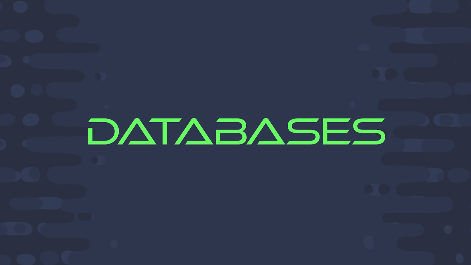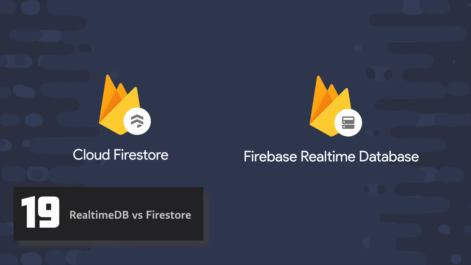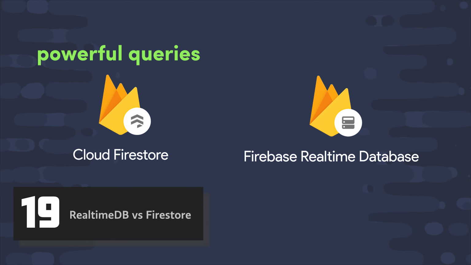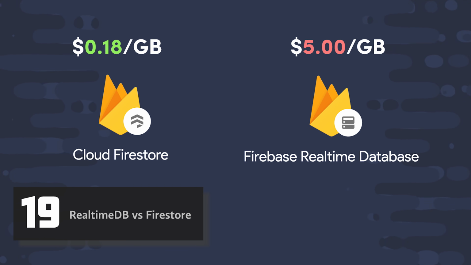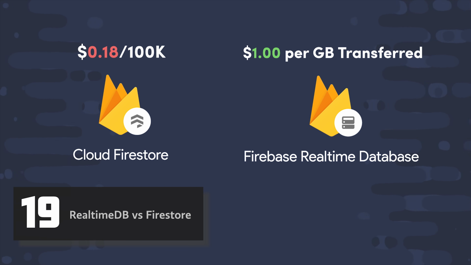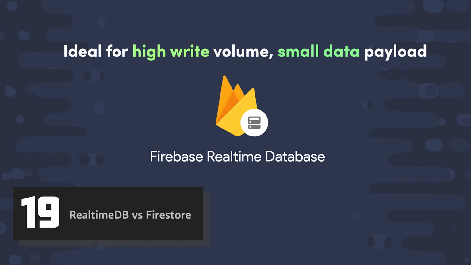Firebase provides two different fully managed NoSQL databases, so how do you know which one to choose? I default to Cloud Firestore because it has more powerful query capabilities. It also costs less per gigabyte stored. However, real-time database does not charge for writes, so it can be a great option if you have data that's updated frequently, like an IoT sensor or something along those lines.